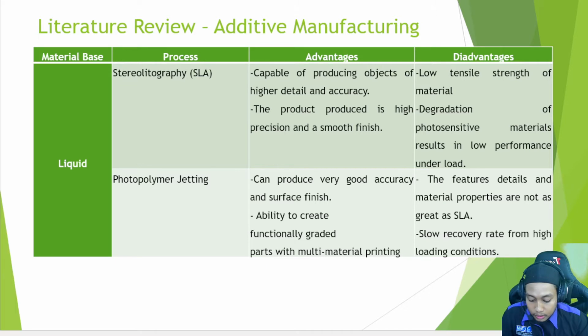And for photopolymer jetting, it's a combination of two techniques, which are inkjet printing and SLA. Okay, for SLA advantage, capable of producing object of higher detail and accuracy. The product produced is high precision and a smooth finish. And the disadvantage, low tensile strength of material and degradation of photosensitive material result in low performance under load. Okay, for photopolymer jetting advantage, can produce very good accuracy and surface finish, and ability to create functional graded part with multi-material printing. And disadvantage for photopolymer jetting, the features, detail, and material properties are not as great as SLA. Slow recovery rate from high loading condition.